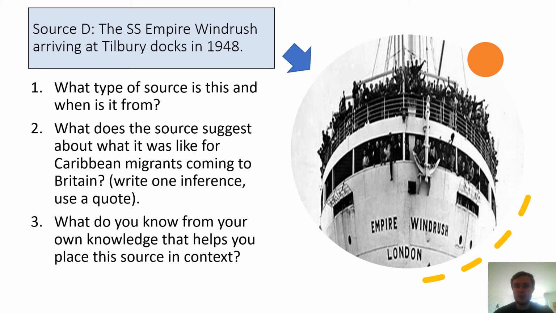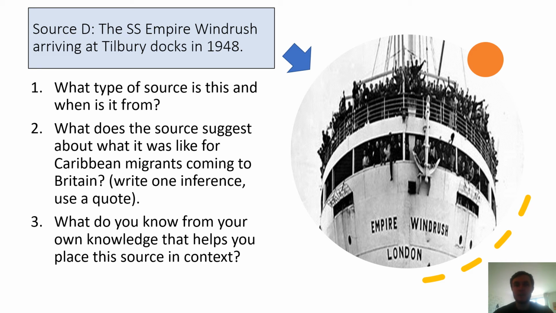So a little bit of source work, and what we're going to do here, your picture is on the right. We've already seen this picture. It's the Empire Windrush, the boat, and you see the caption in blue at the top left of the screen. Source D, the SS Empire Windrush arriving at Tilbury Docks in 1948.